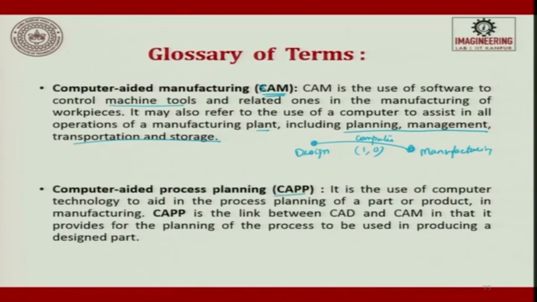Next one is computer aided process plan. As I told you, process planning is very important. Depending upon the output, you try to decide which process to be chosen. It is the use of a computer technology to aid the process plan of a part or a product.